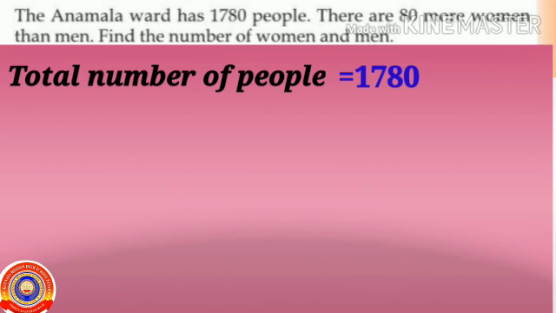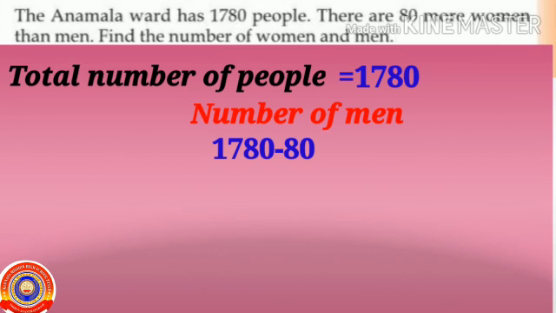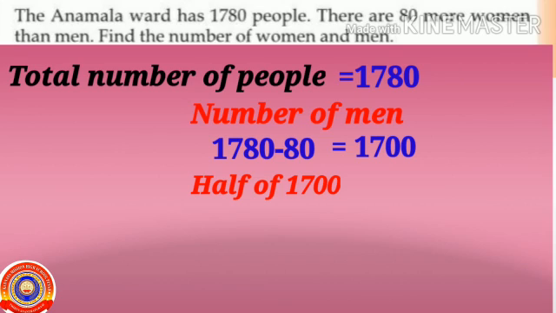So, to find out the number of men, at first we have to subtract 80 from 1780. 1780 minus 80 is equal to 1700. Then take half of this 1700. To take its half, split 1700 as 1000 plus 700. Then take half of these numbers.